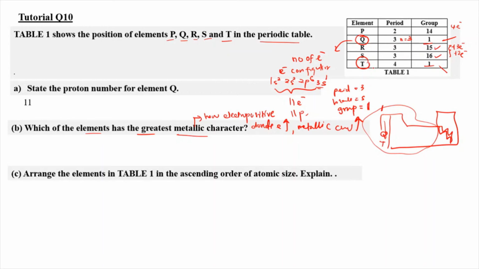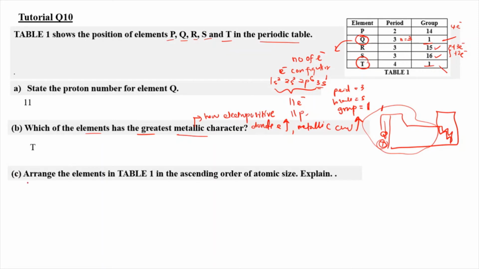So I know that T, which is lower down the group, is going to have a higher principal quantum number and a larger atomic radius, and hence the force of attraction between the nucleus and the valence electron is much weaker. So it can donate electrons much more easily. For that reason, T will have the greatest metallic character because it can donate electrons more easily.